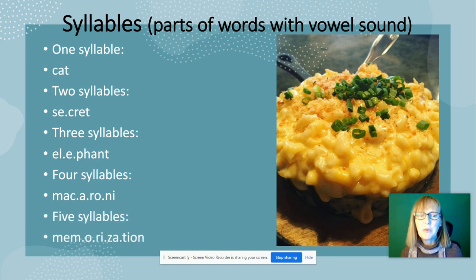And then a five-syllable word, memorization. See if you can pick out all the vowel sounds. Mem is the short E. Or is the R-controlled O. Long O. Right, long I. Zay, long A. Shun, that's going to be a schwa sound. We'll get to that, but that's a vowel sound as well.